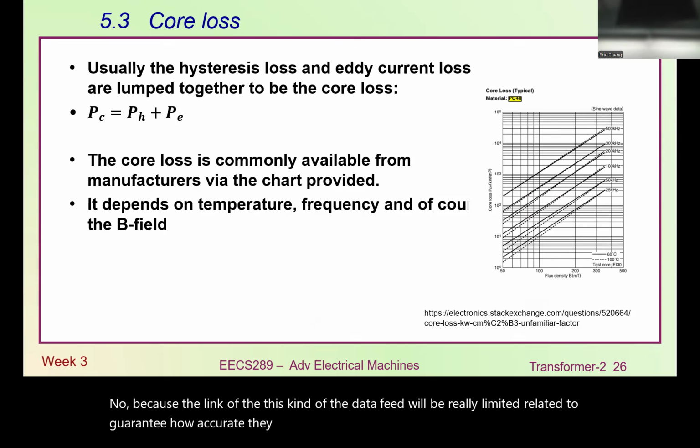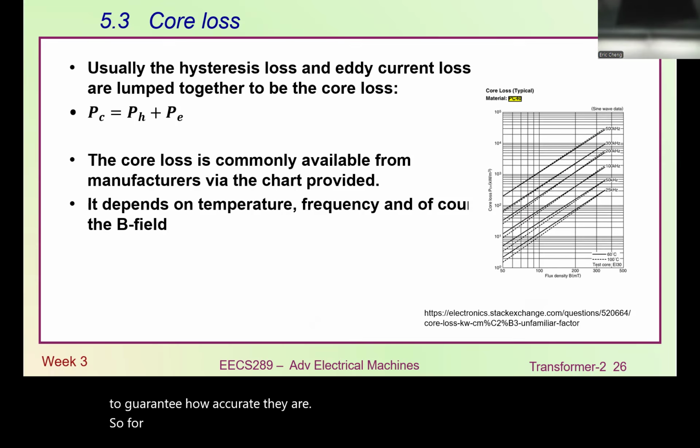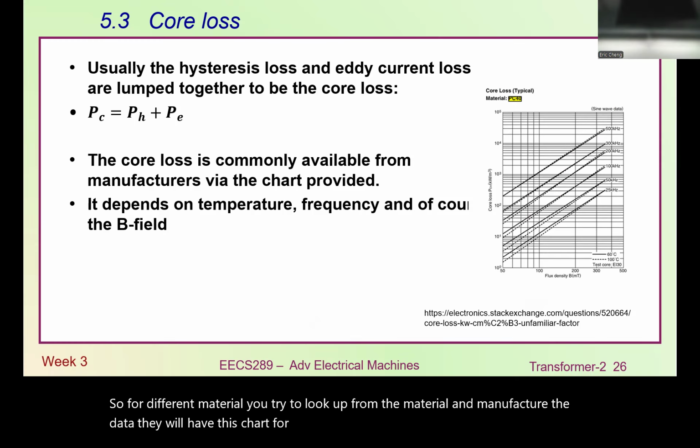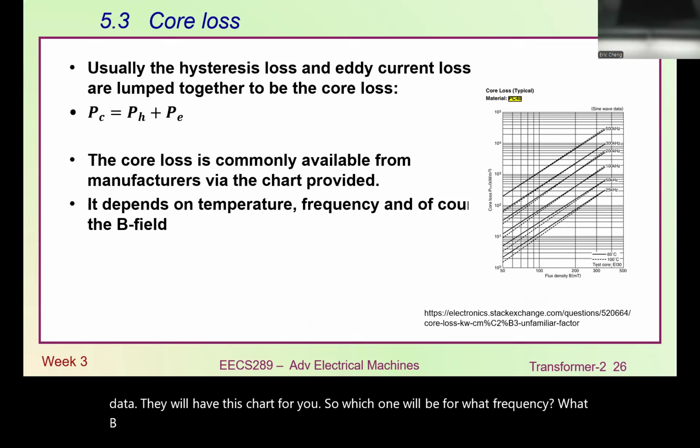So for different materials, you try to look up the material manufacturer's data. They will have this chart for you. Each one will be for a certain frequency, B field range, and temperature. That's the thing you look for, because we always try to look for lower losses.